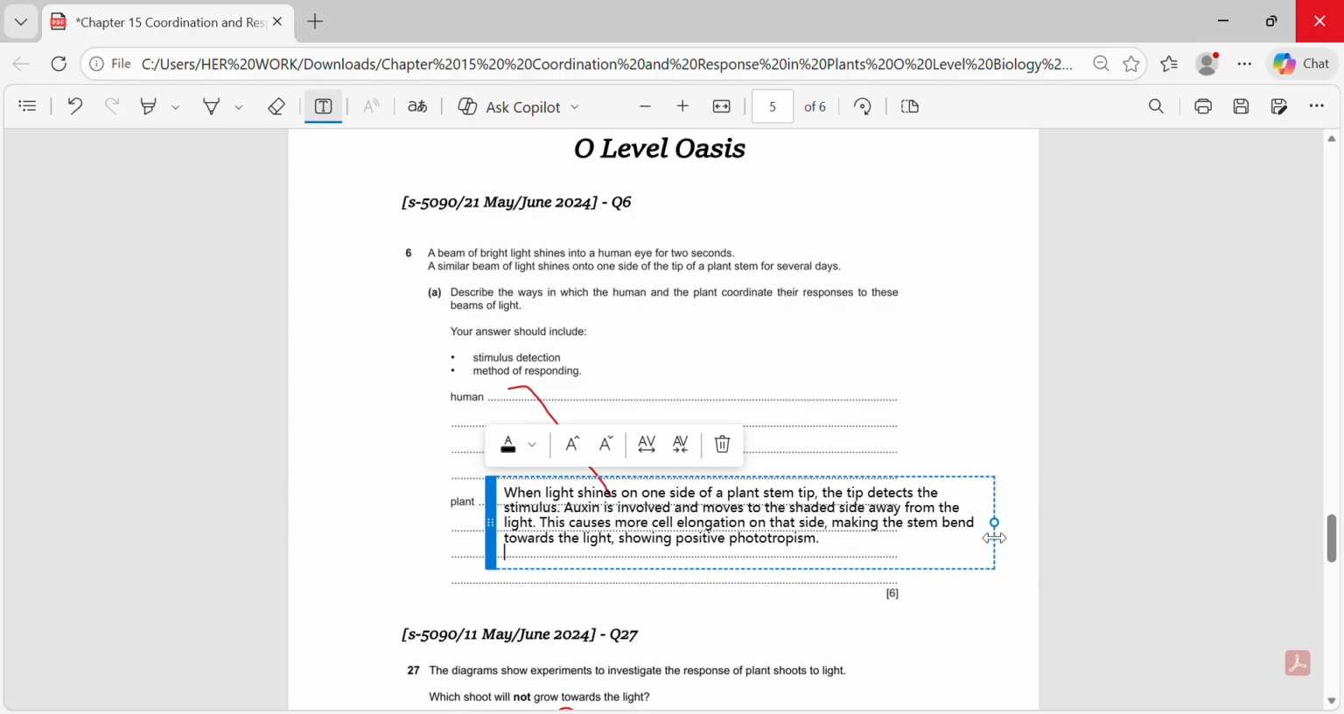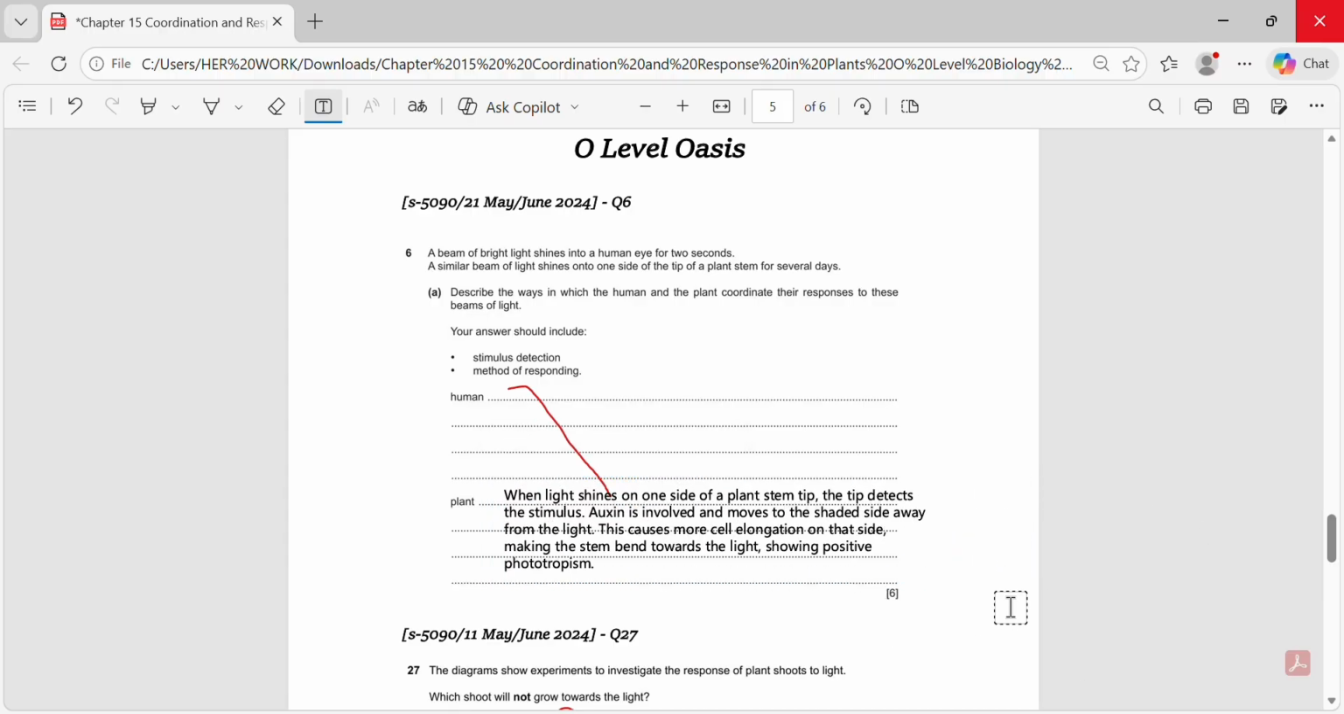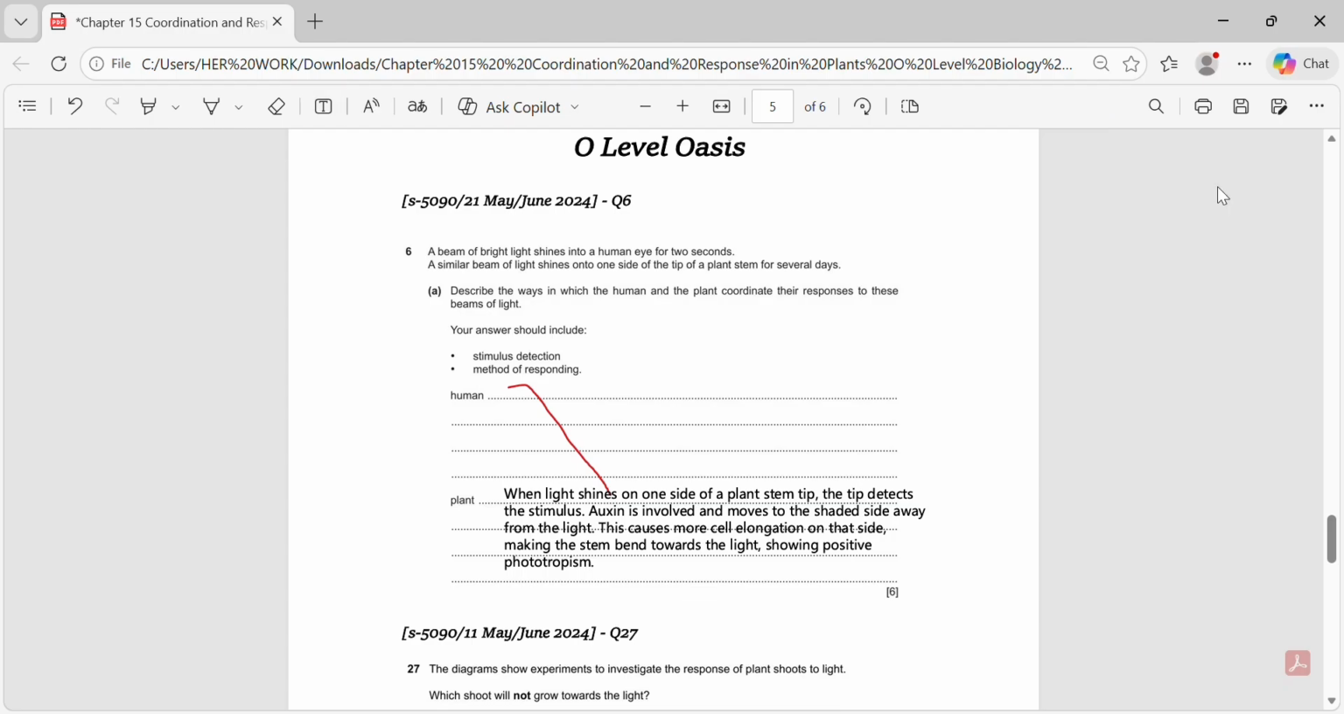So the answer we will write is, when light shines on one side of a plant stem tip, the tip detects the stimulus. Auxin is involved and moves to the shaded side away from the light. This causes more cell elongation on that side, making the stem bend towards the light, showing positive phototropism.